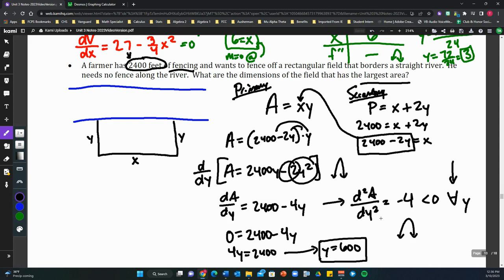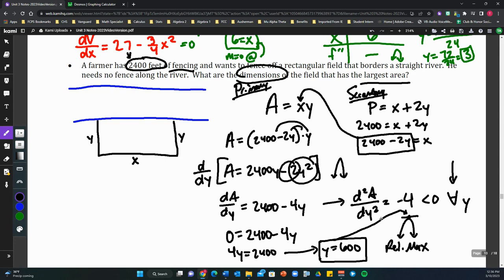So we kind of already knew that without having to do the calculus, but still good to prove it with the calculus so that we get the repetition with this. So knowing all of that, we know that it's concave down, we know that there is 0 slope, so we know that when y equals 600, this is in fact a relative maximum.